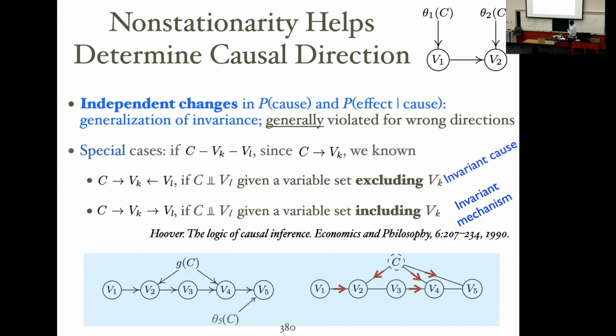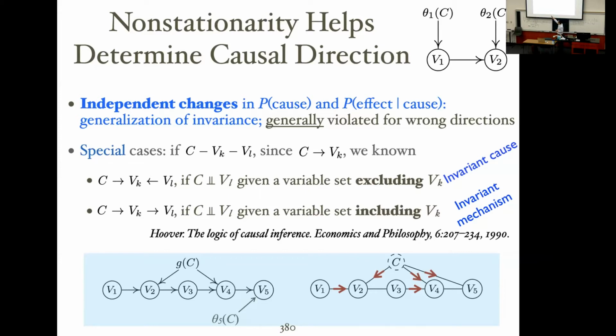This is an invariant mechanism because no matter how you change the cause VK, the causal mechanism from VK to VL is invariant. This is the traditional kind of invariance. In contrast, you may have a wave structure. If you have this, what does it mean? It means that VL does not change because VL is not adjacent to C, but VK is adjacent to C. Then this is a wave structure because they are independent, but not independent given this guy.